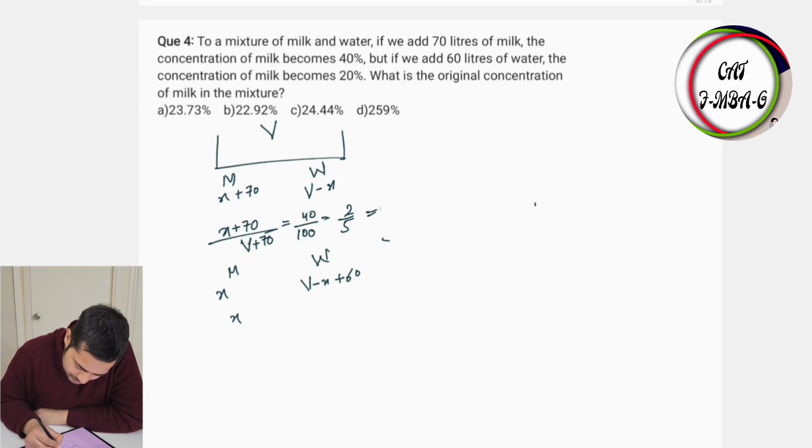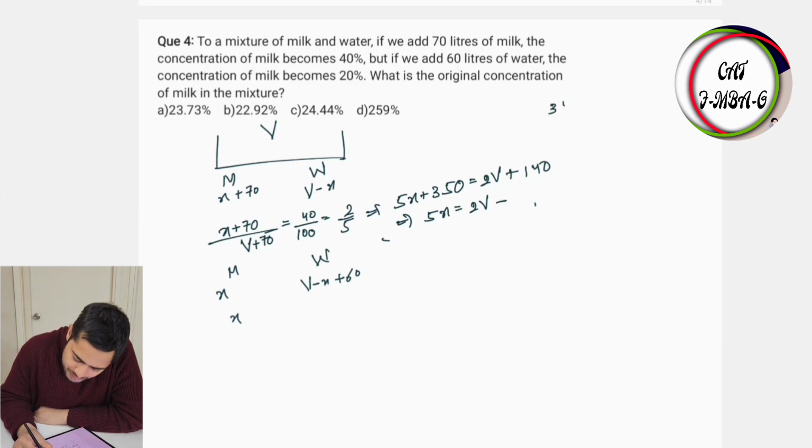That implies 5x plus 350 is equal to 2V plus 140. That implies 5x is equal to 2V minus 350 minus 140, minus 210. This is our equation number 1.